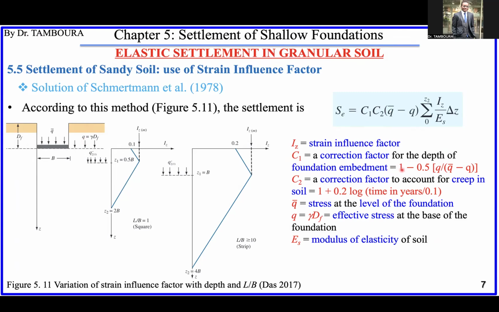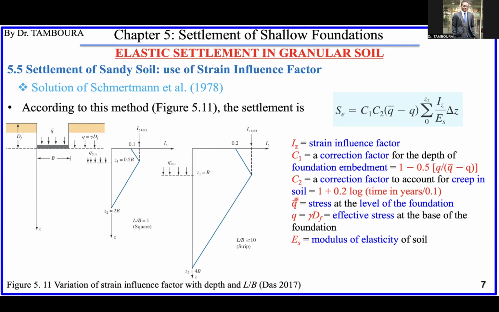And you can estimate it using this equation, 1 minus 0.5 Q divided by Q bar minus Q. So this can easily be estimated. C2, this one, is related to the creep in the soil, and given by this equation. So how many times in the year the creep happens, then divided by 0.1.